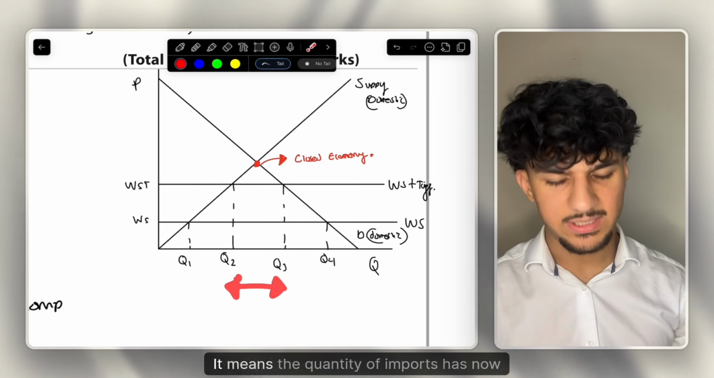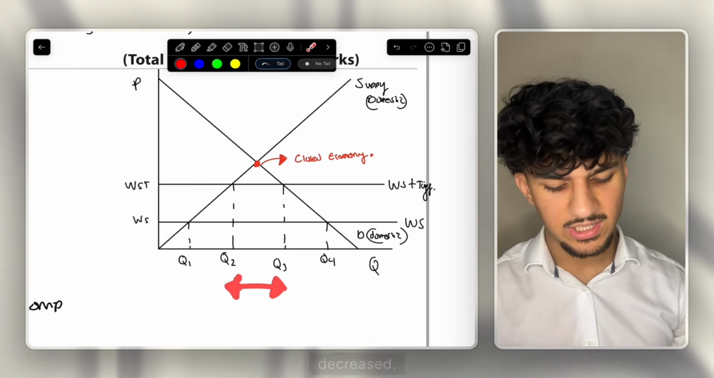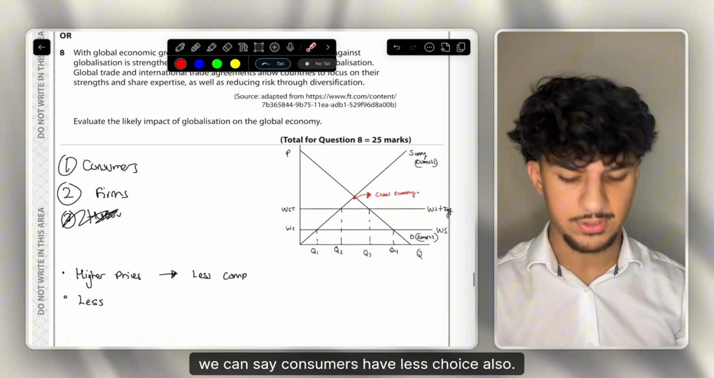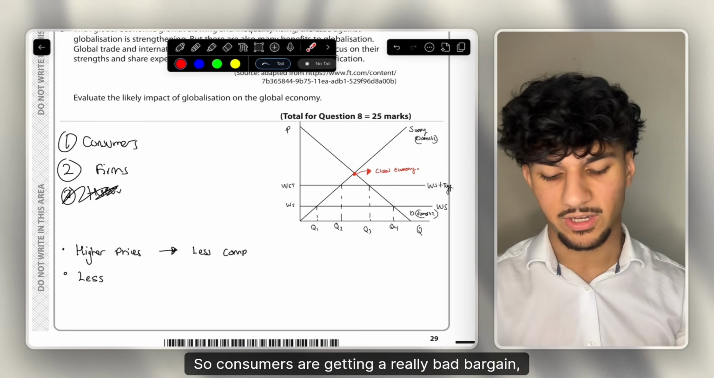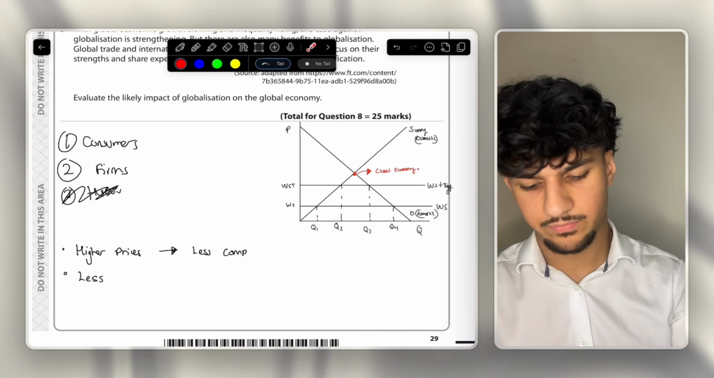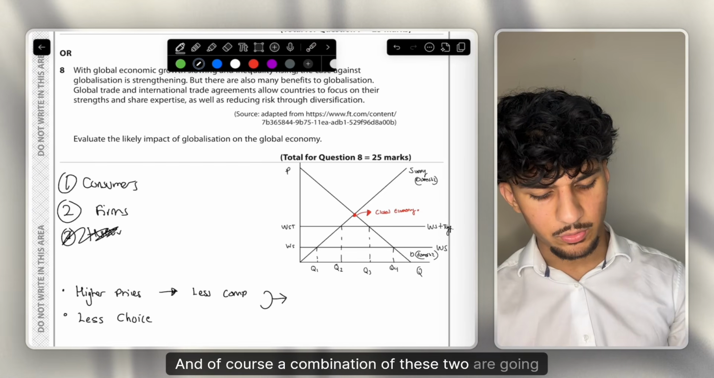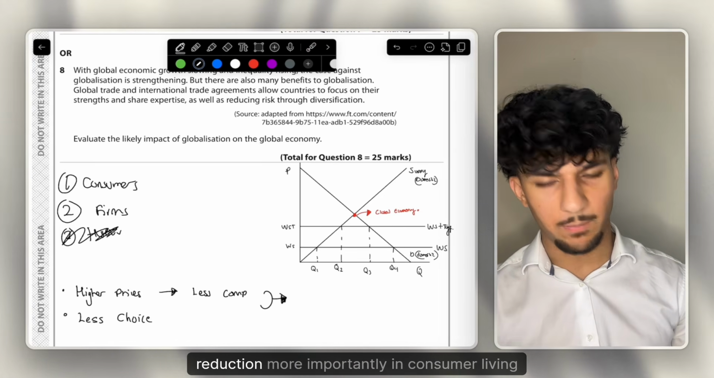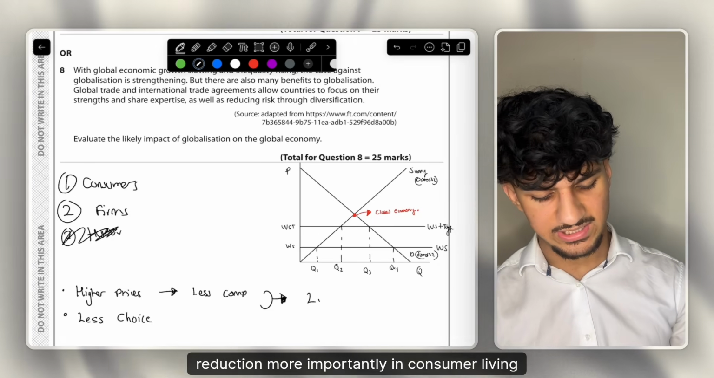What does this mean? It means the quantity of imports has now decreased, and if the quantity of imports has decreased, we can say consumers have less choice also. So consumers are getting a really bad bargain, aren't they? They're getting higher prices and also less choice. And of course, the combination of these two is going to lead to a reduction in consumer welfare and, more importantly, in consumer living standards.